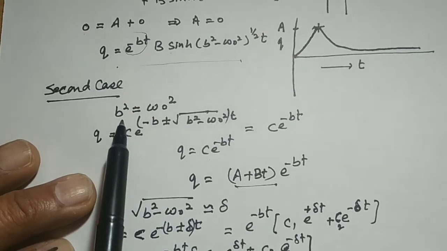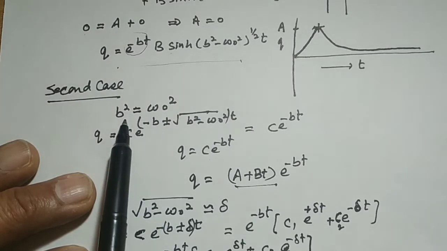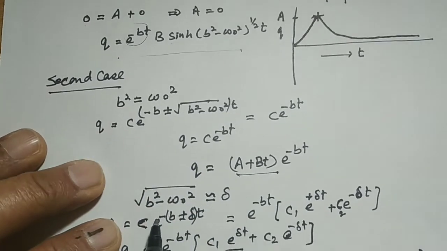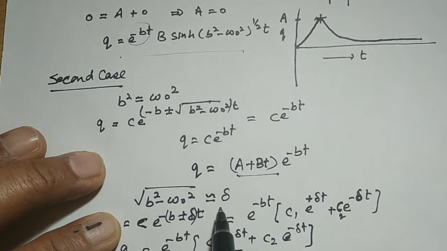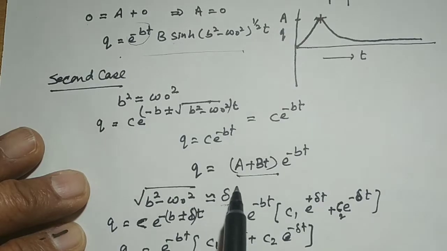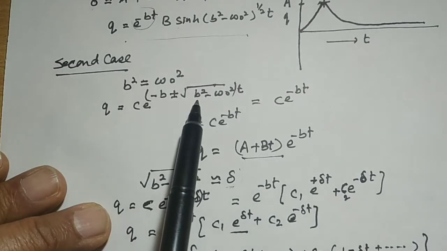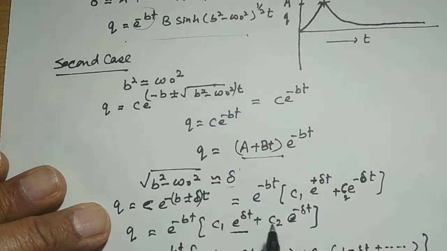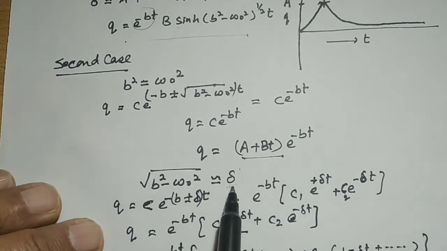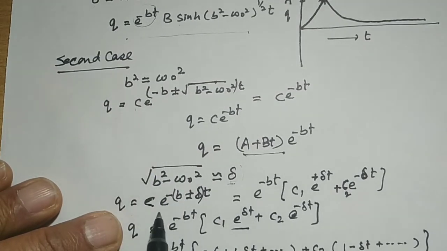What we take is that b square and omega naught square are almost equal, not exactly equal, and when they are almost equal, the difference will have some infinitesimally small value. Some difference will be there, but the difference is very small. And when this difference is very small, then we can write this equation here: the square root of b square minus omega naught square will be replaced by delta. And if it is so, we can rewrite this equation as q is equal to C e to the minus b plus minus delta, multiplied by t.